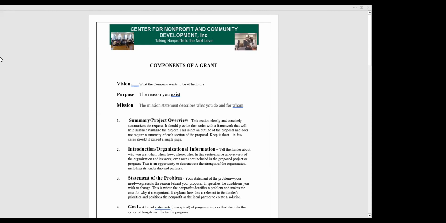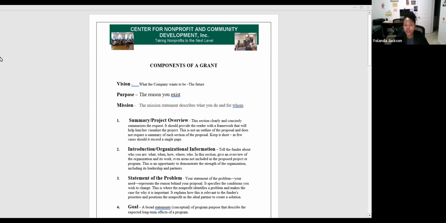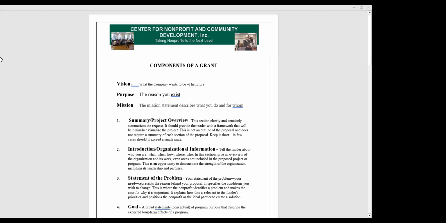Now, we've got the purpose, we've got the vision. The mission is how you plan to carry it out. Read what a mission statement is. The mission statement describes what you do and for whom. So this is when she began to talk about her mission: to provide those tool sets necessary so that young people make positive choices. So you see how the vision, the purpose, and the mission all work together?